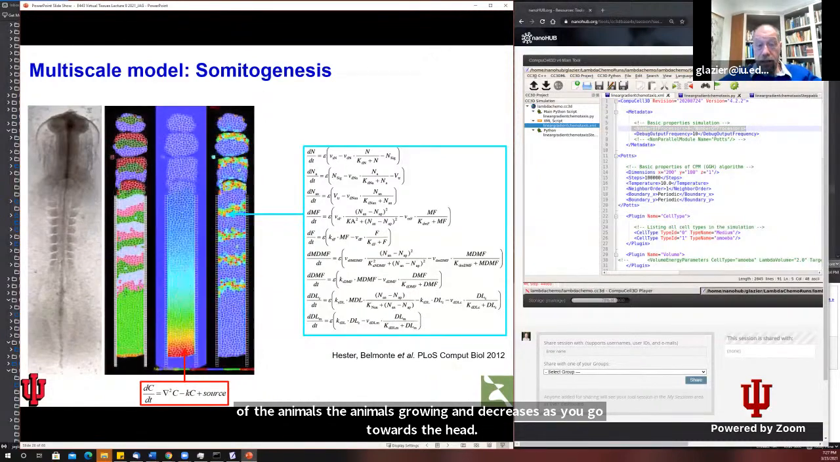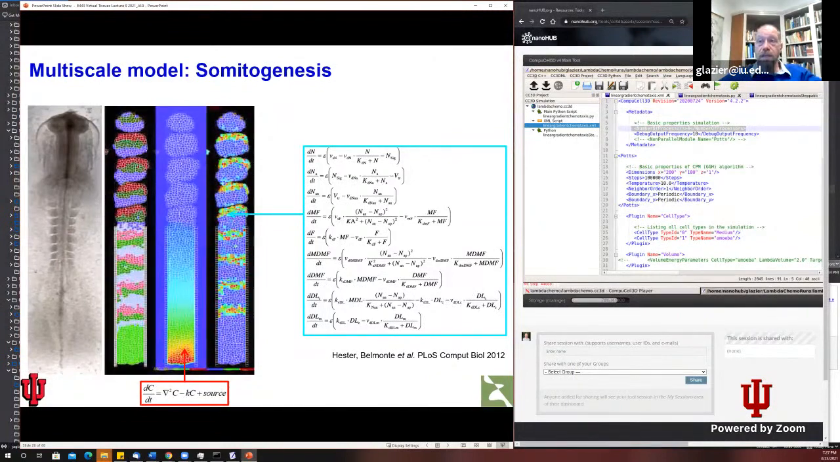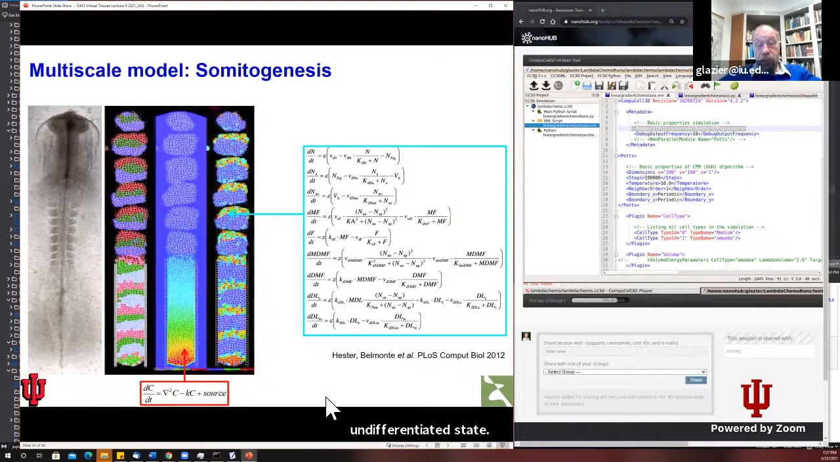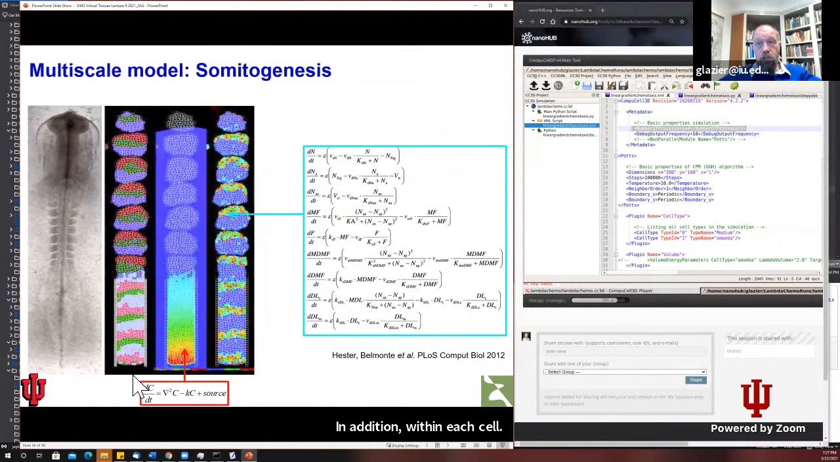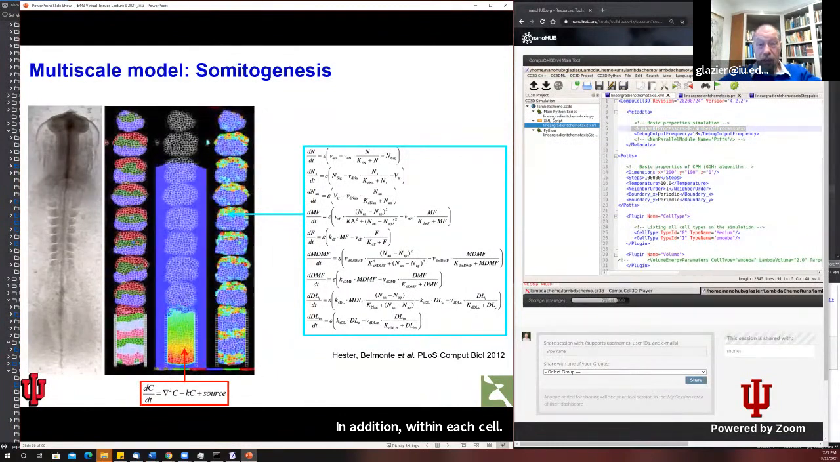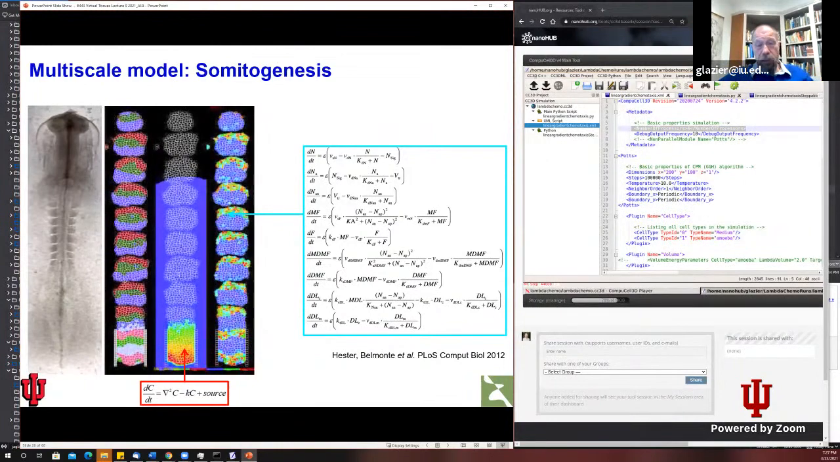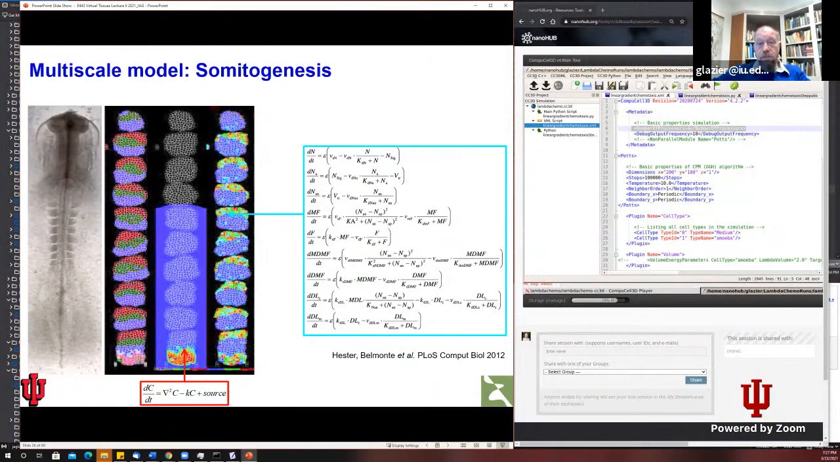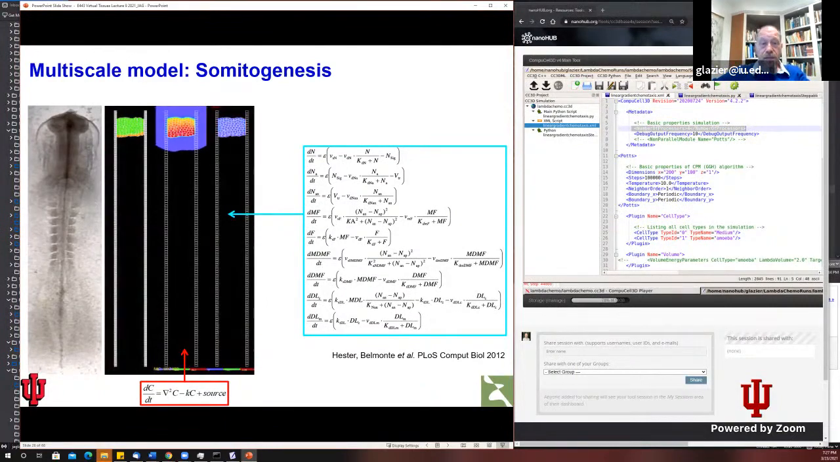FGF8 maintains the cells in an undifferentiated state, or a relatively undifferentiated state. In addition, within each cell, there are a series of oscillating genes. In mammals and in birds, there are 3 different independent oscillators, each one with slightly different properties, each one of which couples. In fish, there's only one that does the same thing.